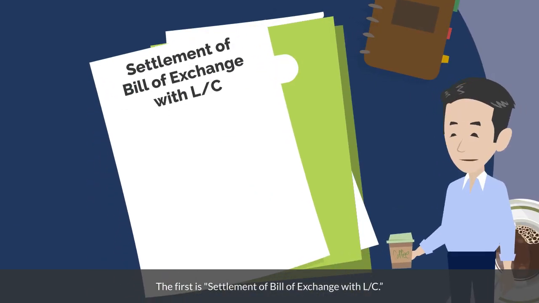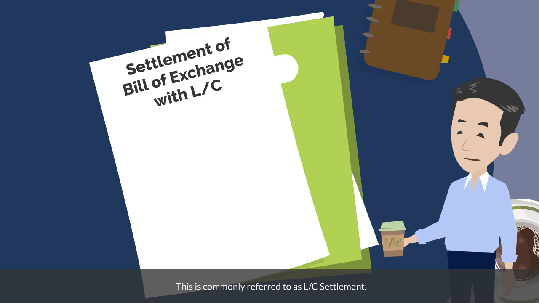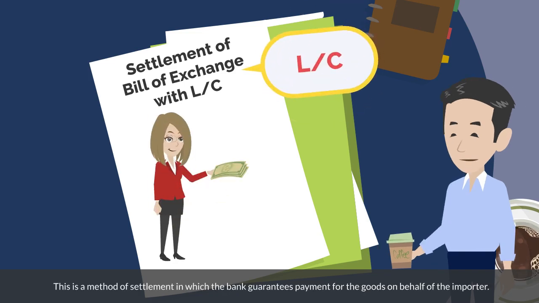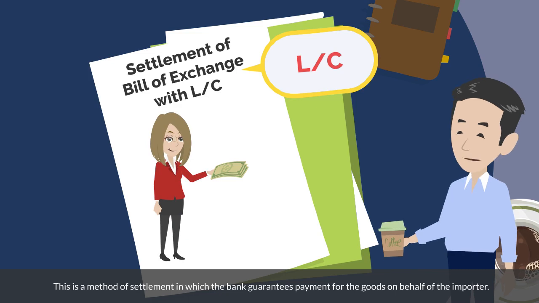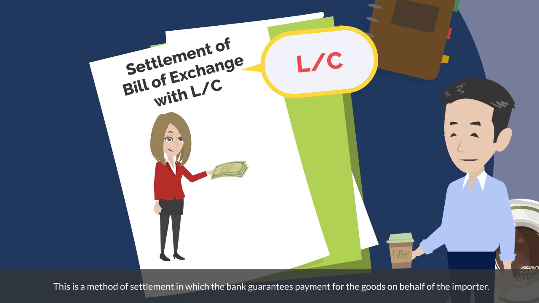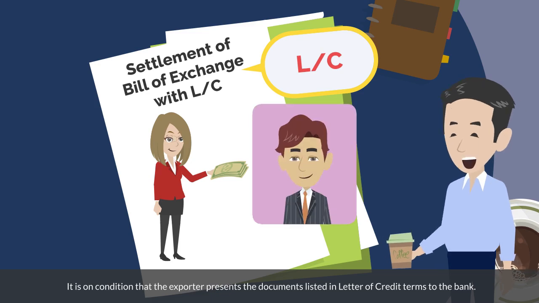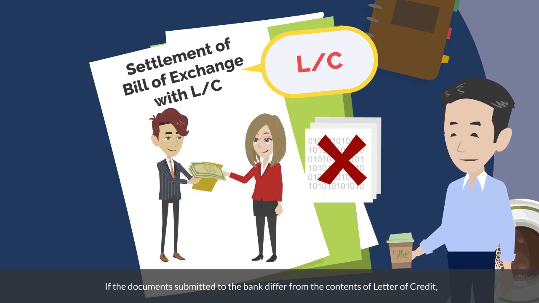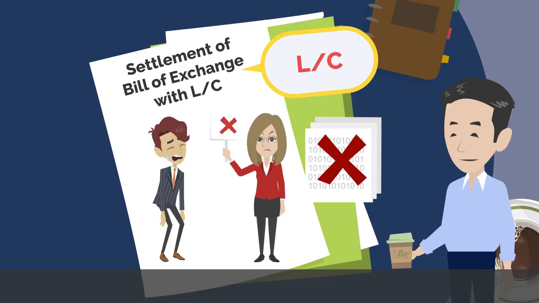The first is settlement of bill of exchange with LC. This is commonly referred to as LC settlement. This is a method of settlement in which the bank guarantees payment for the goods on behalf of the importer. It is on condition that the exporter presents the documents listed in letter of credit terms to the bank. If the documents submitted to the bank differ from the contents of letter of credit, payment may not be made.